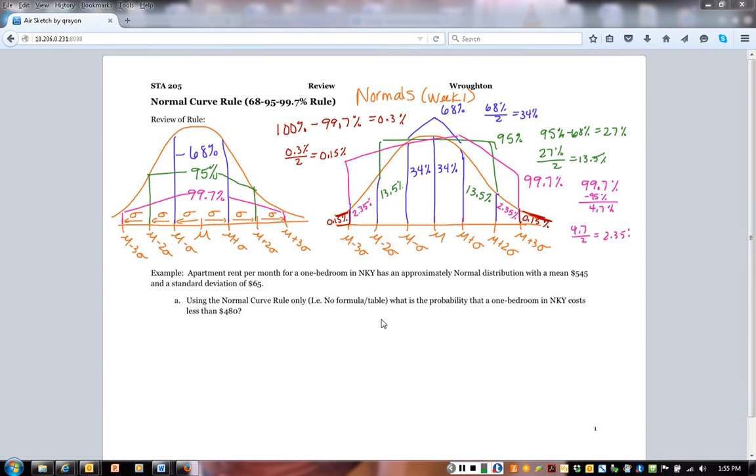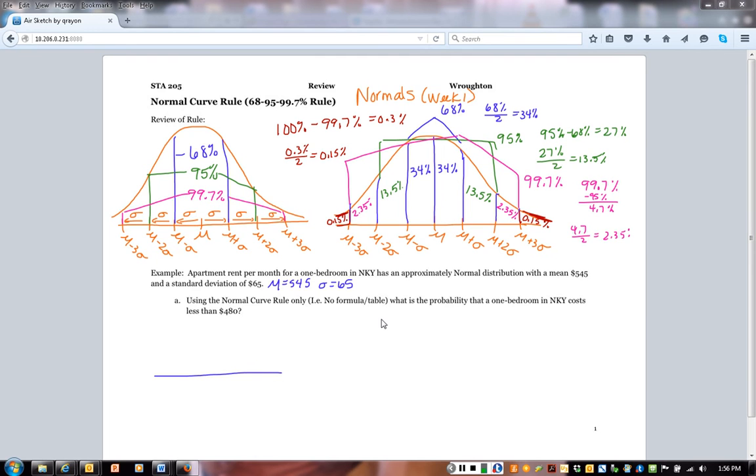So let's look for an example where we're going to do this with multiple ones. So we're looking at apartment rent in northern Kentucky. We're told that our mean is $545 and our standard deviation is $65. We're using the normal curve rule only. What is the probability that a 1-bedroom will cost less than $480?